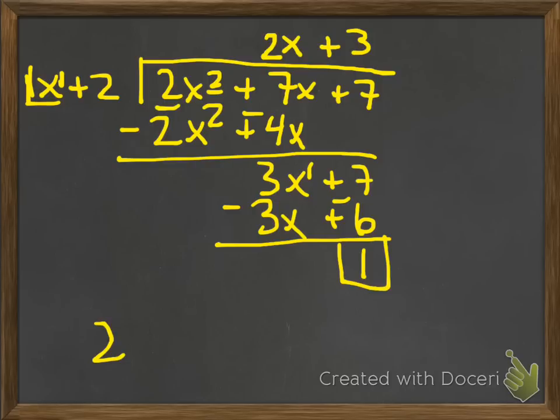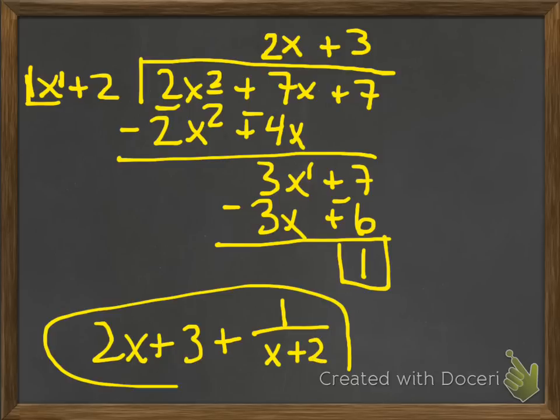That is my remainder, and I can write that as 2x plus 3 plus 1 over x plus 2, the polynomial I was dividing by. Okay, that's how you work that problem.